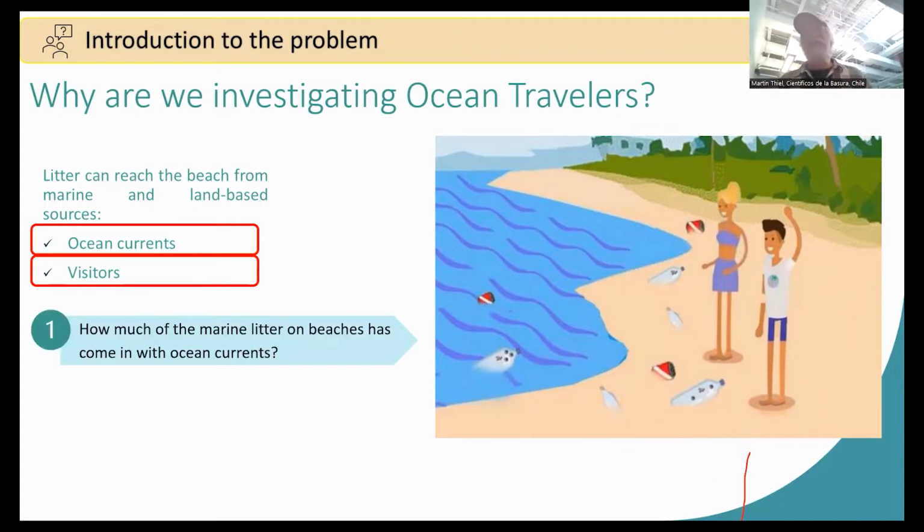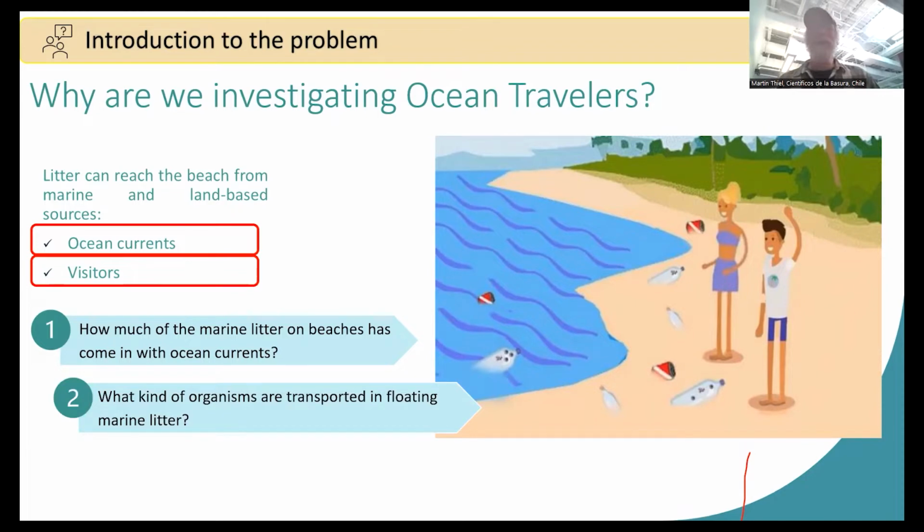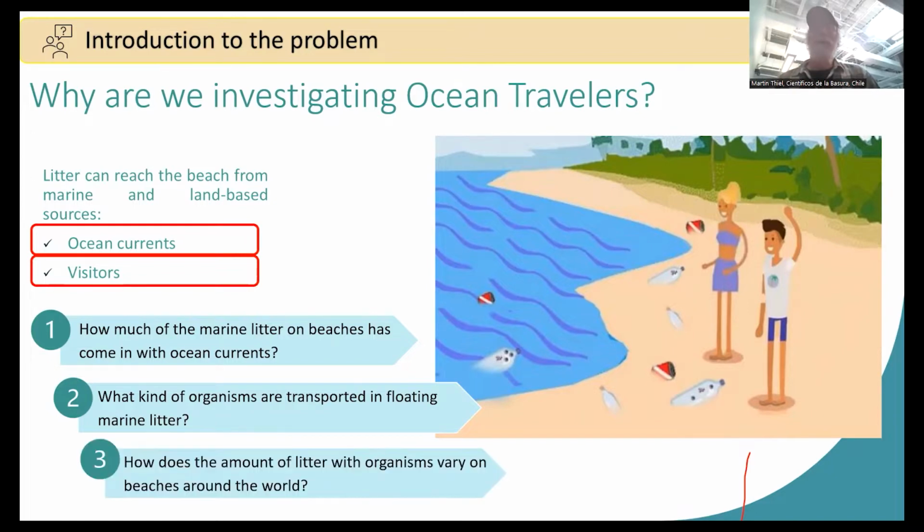So the questions in this project that we all want to answer together are: first, how much of the litter on our beach is arriving with the ocean currents? And then, of course, who are the organisms arriving on this floating litter? And since we are people from all over the world participating in this project, we are also trying to answer the question of how the amounts of litter that is coming with the ocean currents vary on the beaches around the world.